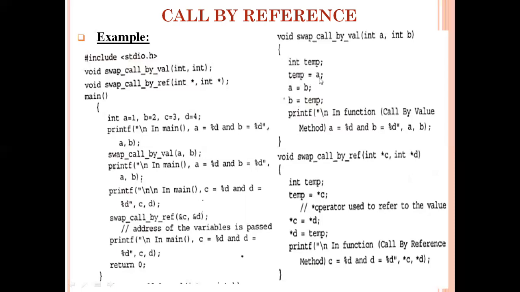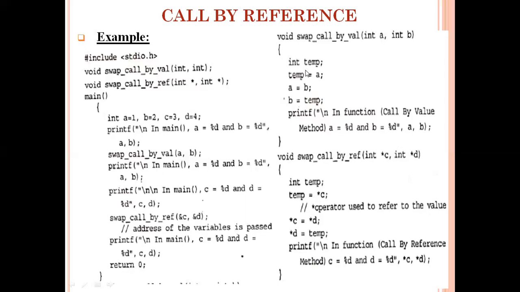Temp is equal to a. That is, the current value of a is stored or assigned to the temporary variable. Okay, and now we are going to store or assign the b value to a. So now a is equal to b, and next b is equal to temp. That is, the current value of the temporary variable is assigned to b, right? Just by executing these three statements, we can swap or interchange the values of a and b variables.